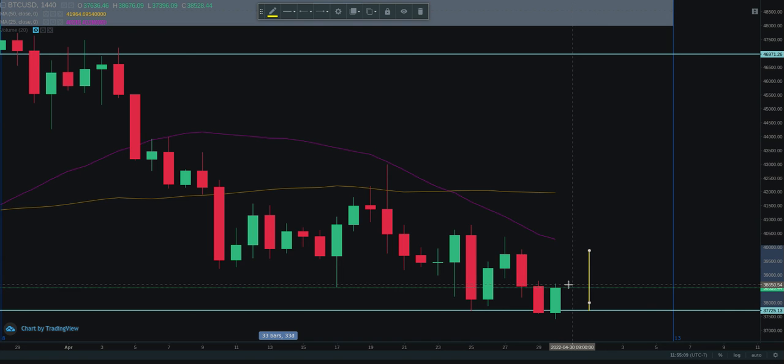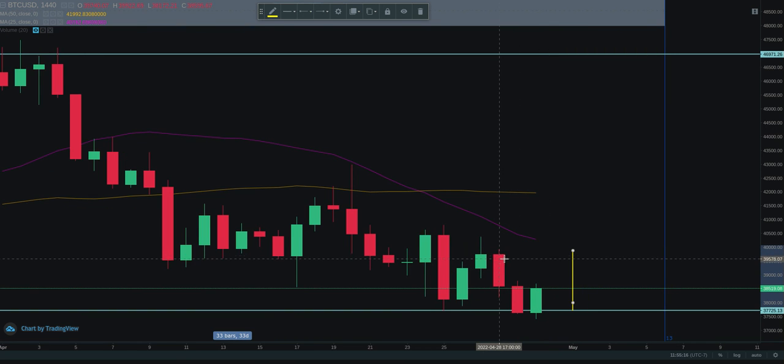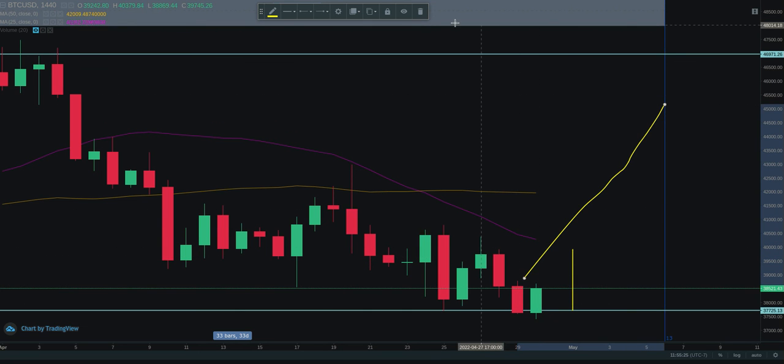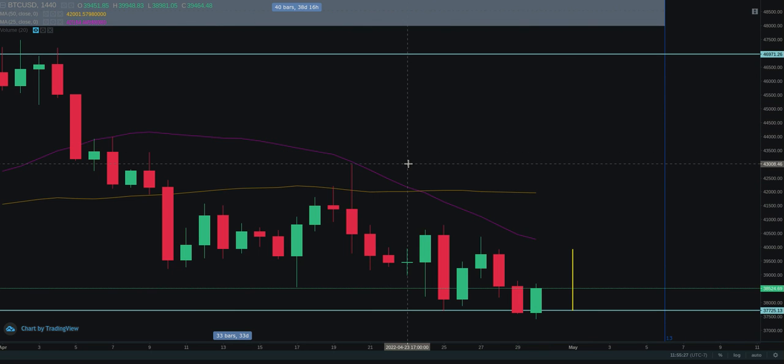So I believe if we break this price right here, 39,700, we'll be going up. I'm just saying in these next few days I believe we're going to be going up.